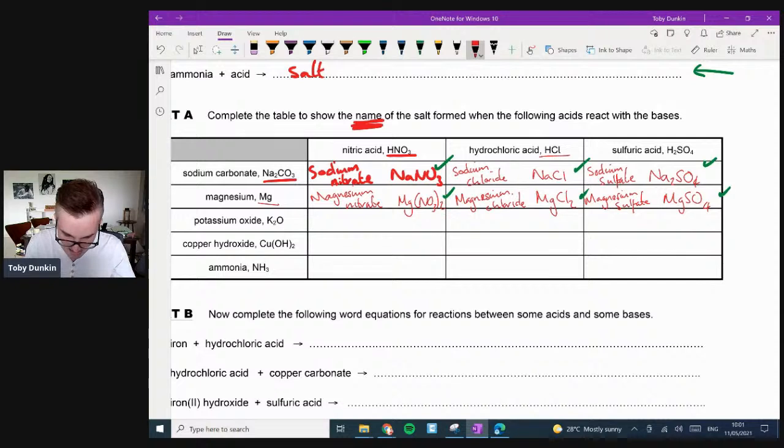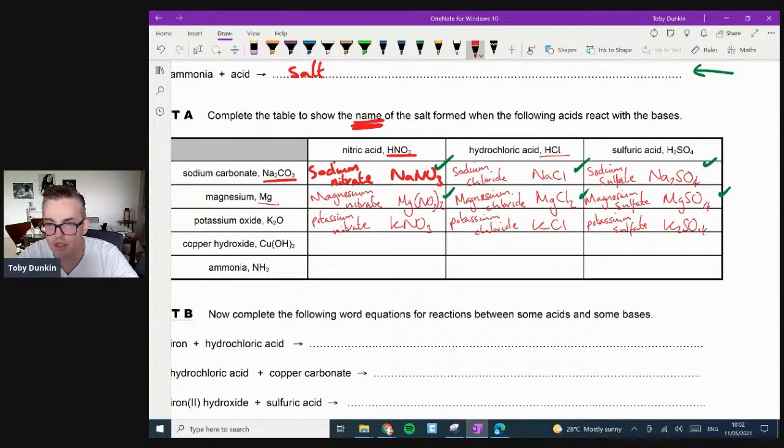Next. Potassium oxide and nitric acid is going to form potassium nitrate. Metal swaps, takes the nitrate, which would be KNO3. Next, I'm going to form potassium chloride, and that's going to be KCl, 1 plus, 1 minus. And then the next one's going to be potassium sulfate, and that one's going to have a 2 in it. That's going to be K2SO4.